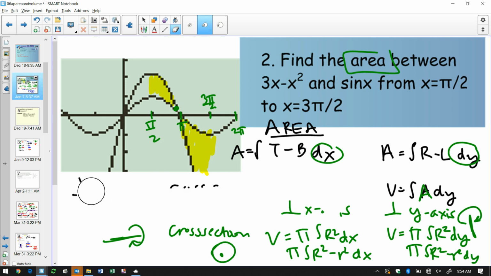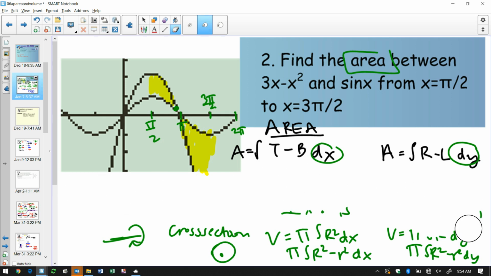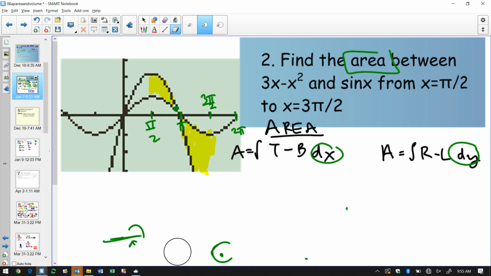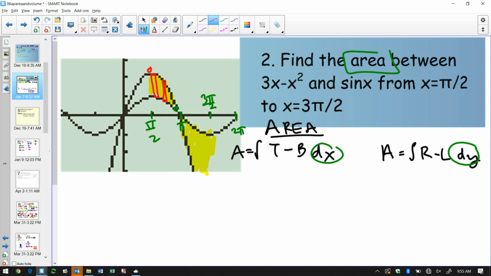So let's look at this problem. Do you want to do a dx problem or a dy problem? Yeah, dx is going to be easier on this. That means the width of these Riemann sum bars is going to be dx. But do you notice the height of these bars will be different from the height of the Riemann sum bars here? So I'm going to do a red and a blue, and add them together. You said this is a dx problem, so I'm going to keep it dx.